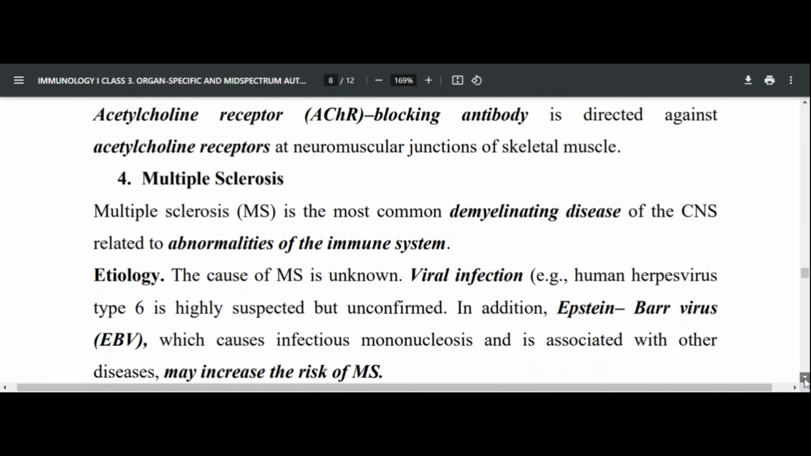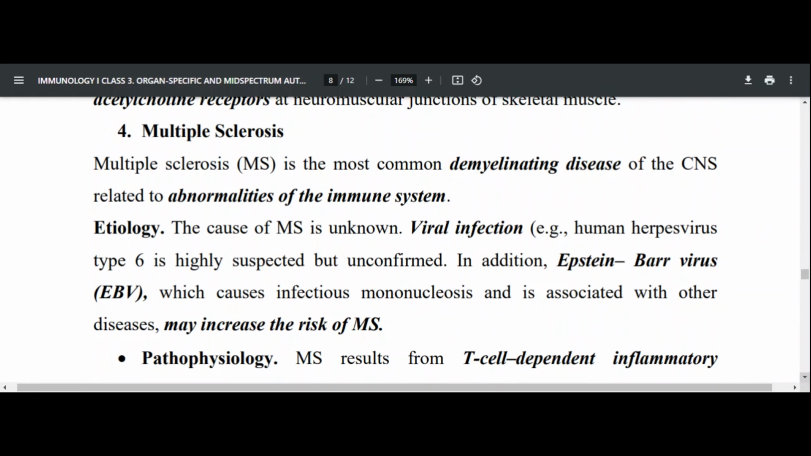Apart from myasthenia gravis, we also have multiple sclerosis. Multiple sclerosis is a very common disease, and it is a demyelinating disease of the central nervous system. The etiology of multiple sclerosis is not known either, but viral infection has been associated with it. Apart from human herpes virus 6, it is also sometimes suggested that Epstein-Barr virus is associated with it, which is normally associated with infectious mononucleosis, but infectious mononucleosis can also lead to multiple sclerosis.